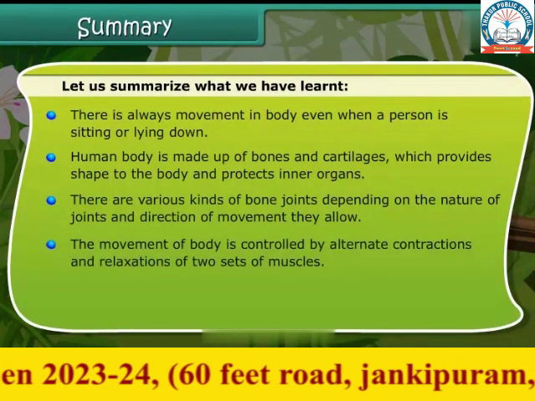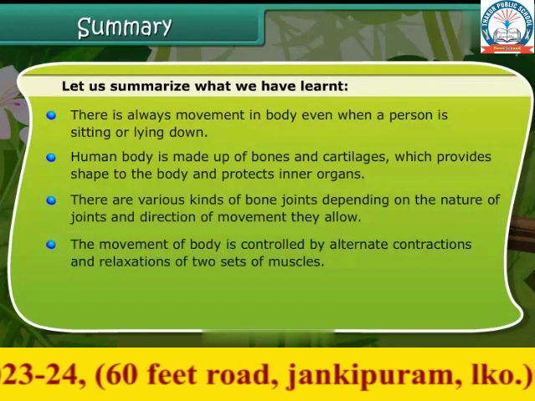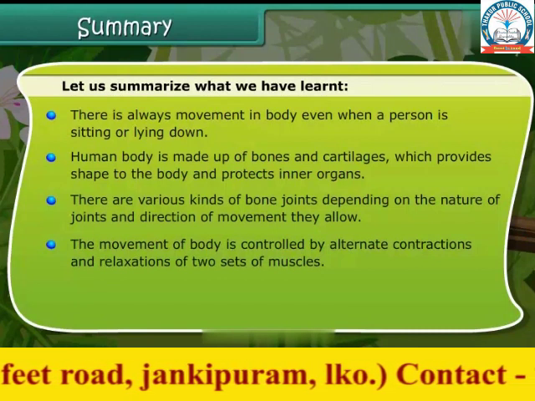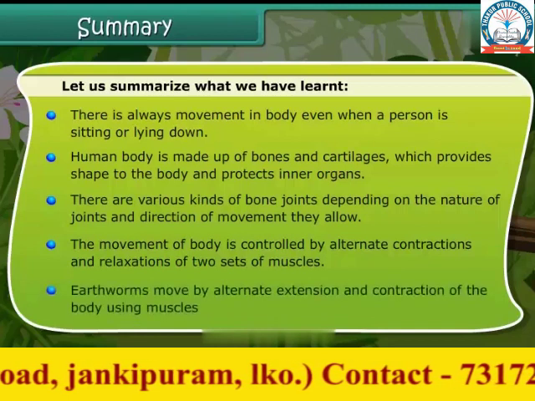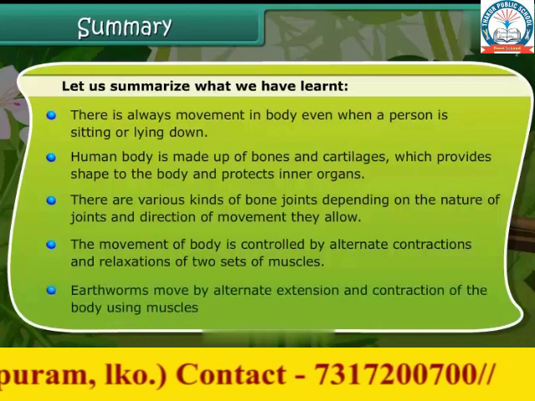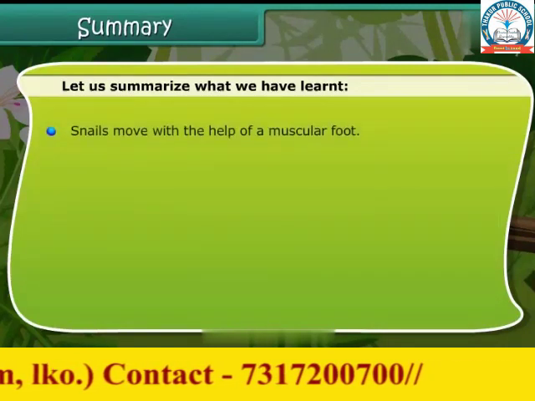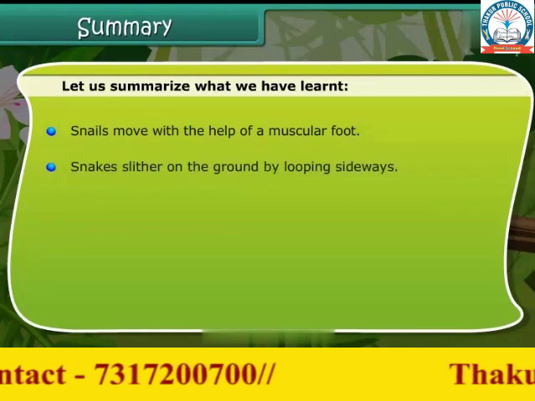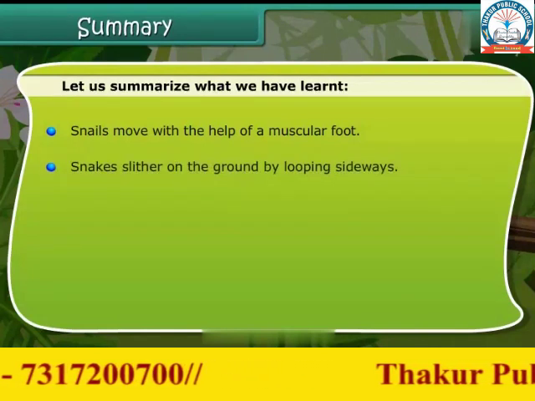The movement of the body is controlled by alternate contractions and relaxations of two sets of muscles. Earthworms move by alternate extensions and contractions of the body using muscles. Snails move with the help of a muscular foot. Snakes slither on the ground by looping sideways.